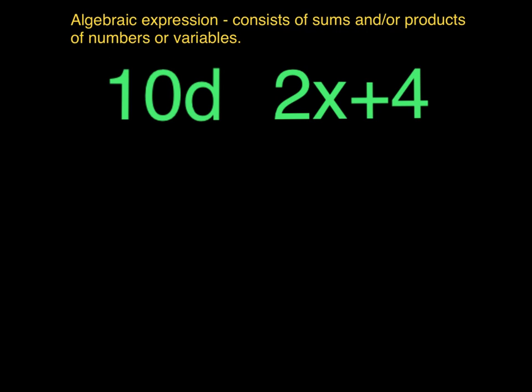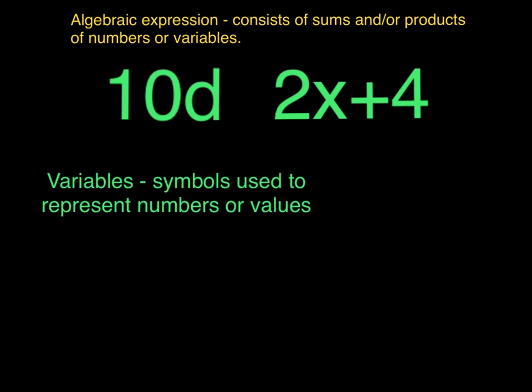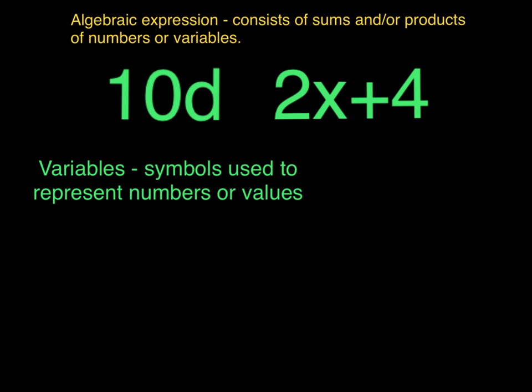Alright, we're talking about algebraic expressions today, which consist of sums and/or products of numbers or variables. You'll see some algebraic expressions on the screen right here. You have 10 times d and 2x plus 4. d and x in these two expressions are also known as variables, because we don't know what number they stand for. They are a number, and eventually we'll get into solving to find out what that number is. But for right now, we don't know what number they are.